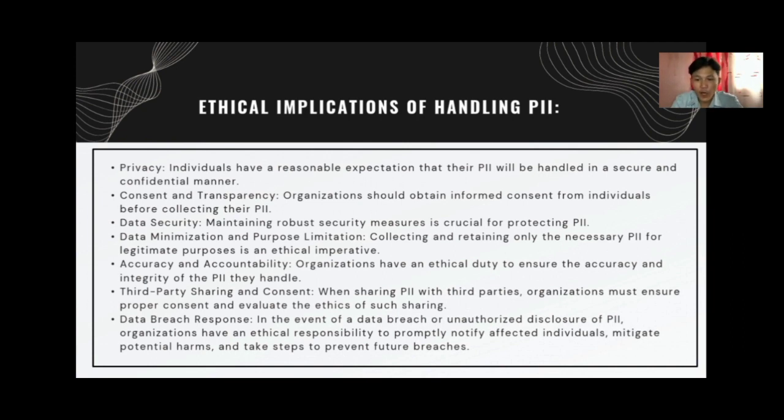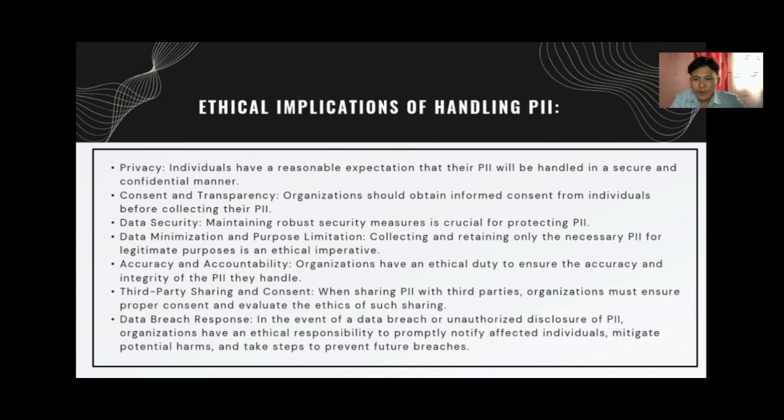Maintaining accuracy and accountability is another ethical obligation. Organizations should ensure the accuracy and integrity of the personally identifiable information they handle. This means maintaining up-to-date records, allowing individuals to review and correct their personally identifiable information, and addressing inaccuracies promptly. Additionally, organizations should be accountable for their handling of personally identifiable information and have processes in place to handle compliance breaches or other incidents responsibly.